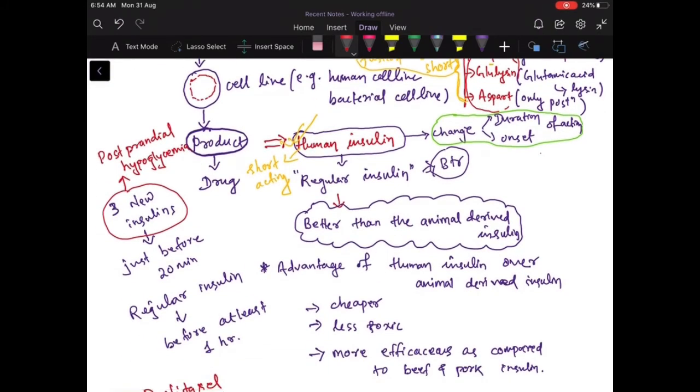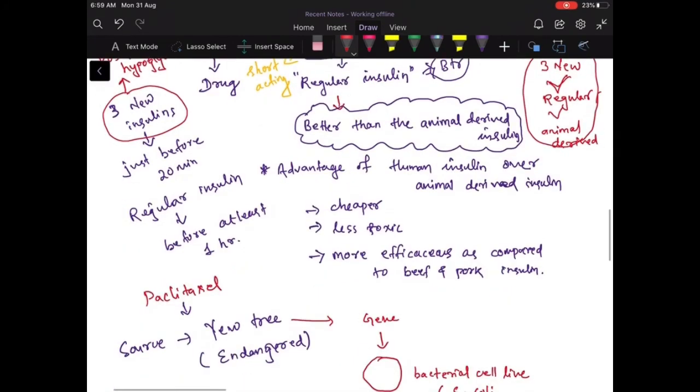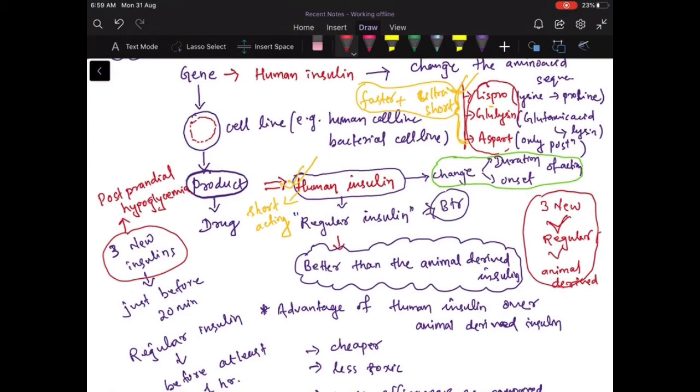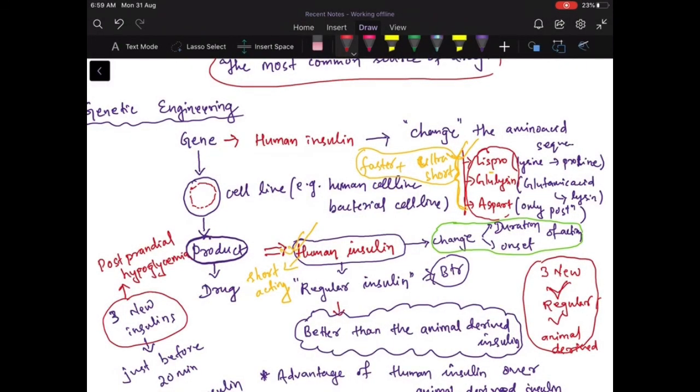In short, you can write that these three new insulins are better than a regular insulin, and after that the animal derived insulin, that is from beef and pork. And we need to remember this thing, that the regular insulin, and just remember this thing, change in duration and onset of action is taking place because of which reason.